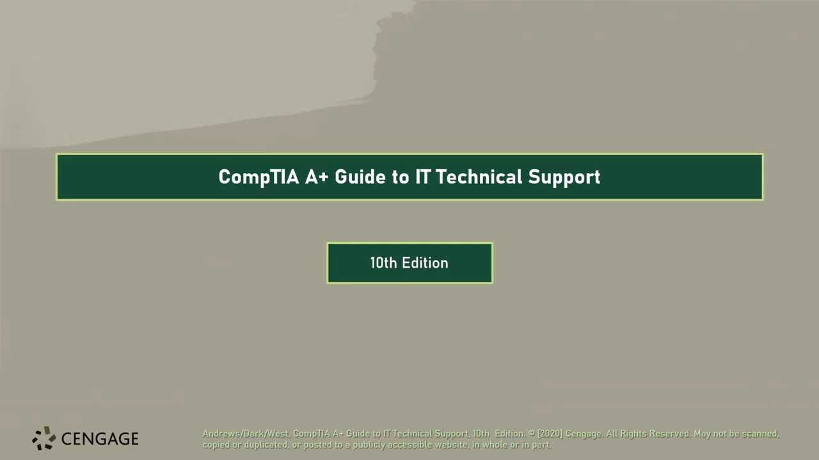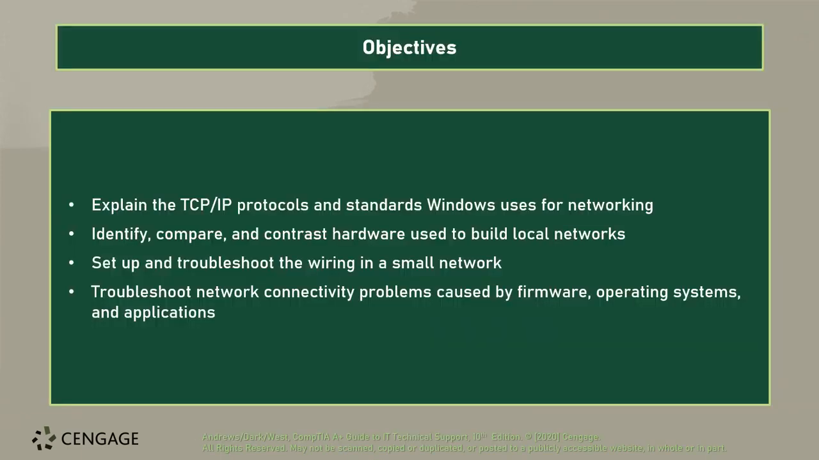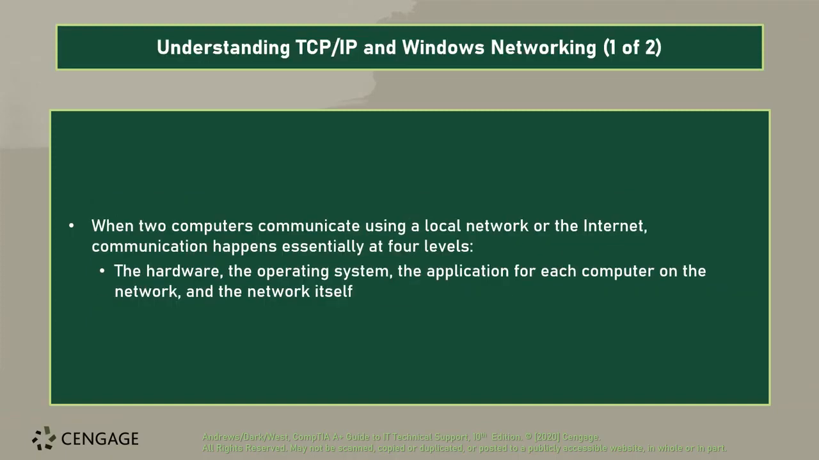We're getting into Chapter 8 today, talking about network infrastructure and troubleshooting. So our objectives are to explain TCP/IP and some standards that Windows uses for networking. We're going to ID, compare, and contrast hardware for building local networks, set up and troubleshoot wiring in a small network, often what we refer to as a SOHO, and troubleshoot network connectivity problems caused by three primary culprits: the firmware, operating system, and applications.